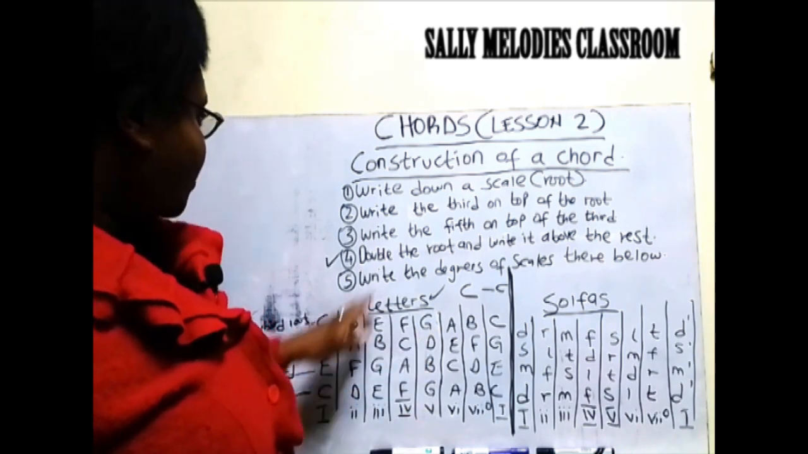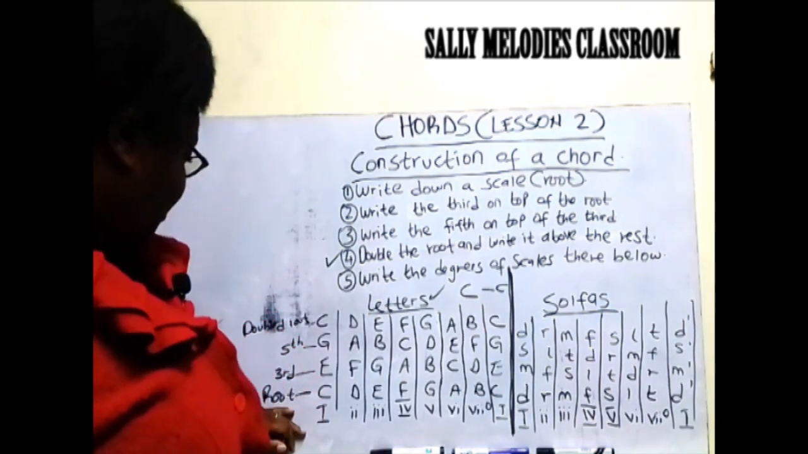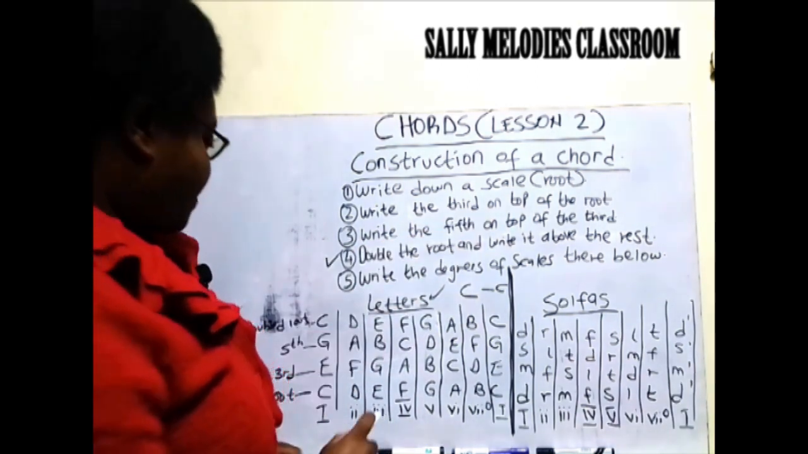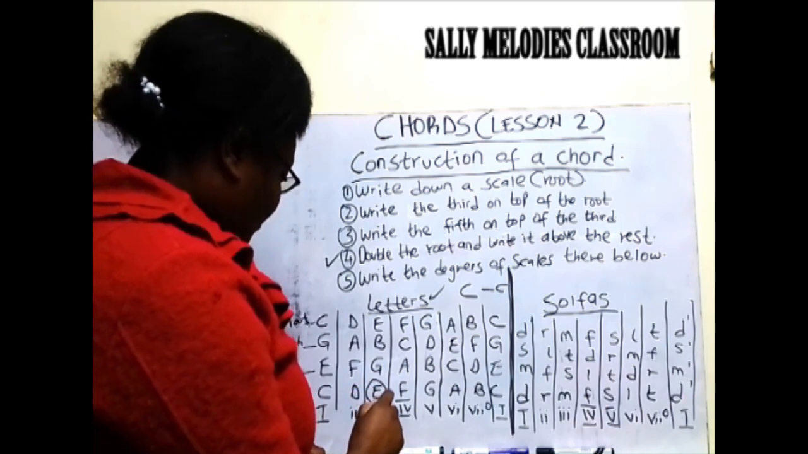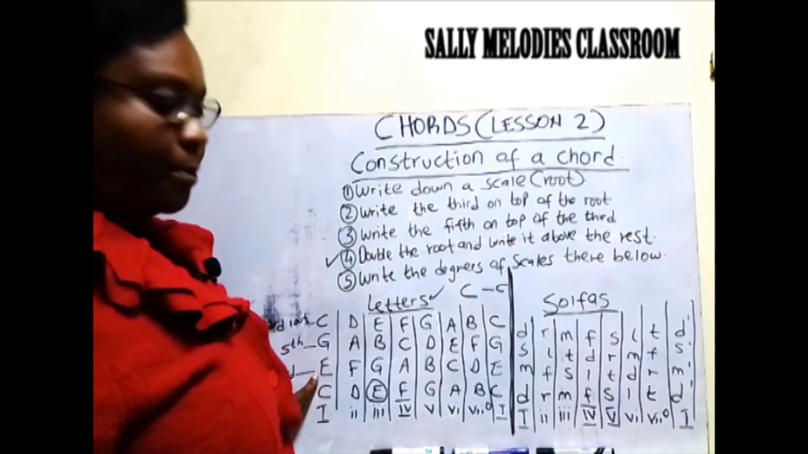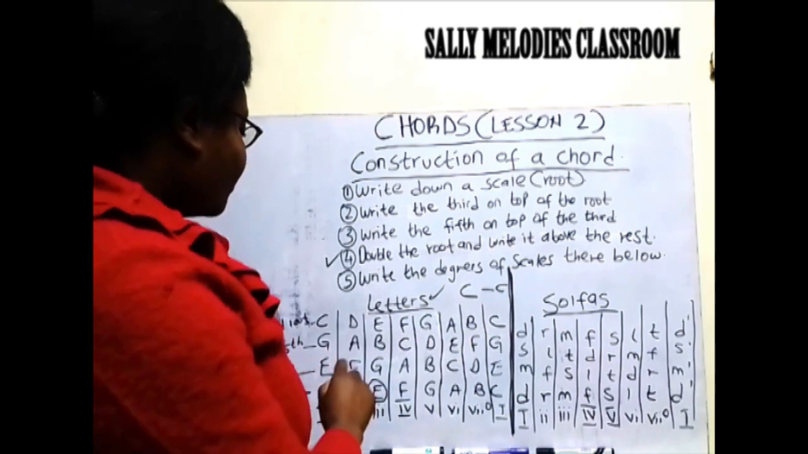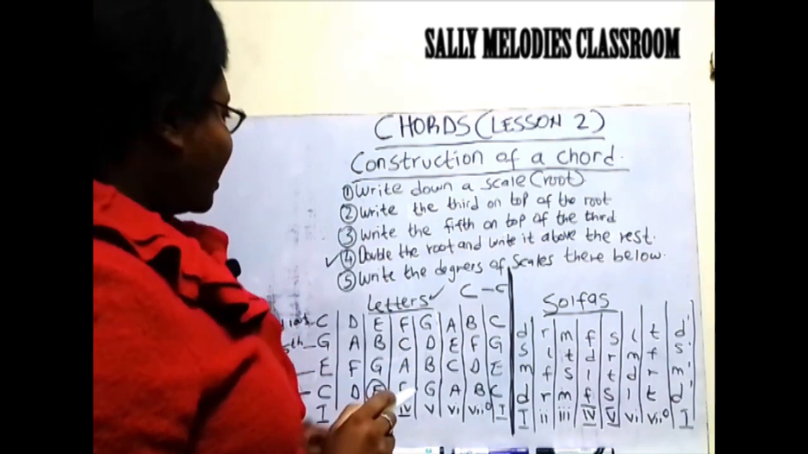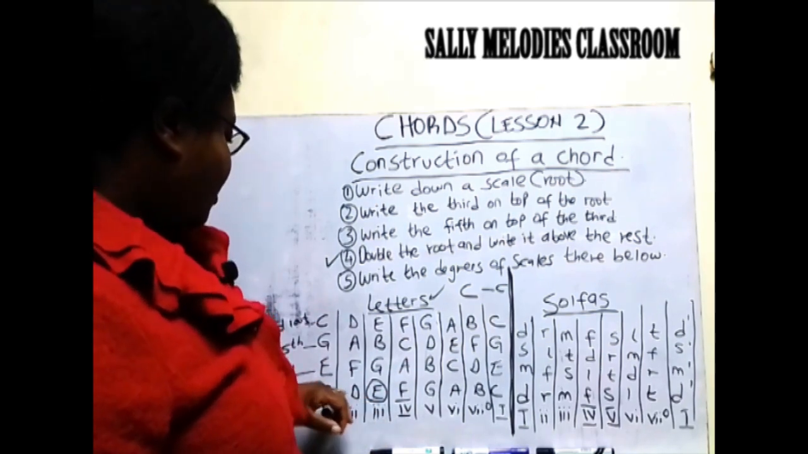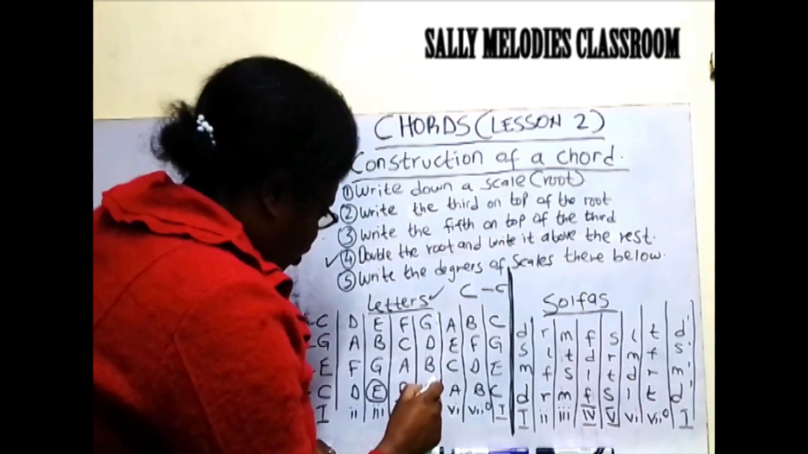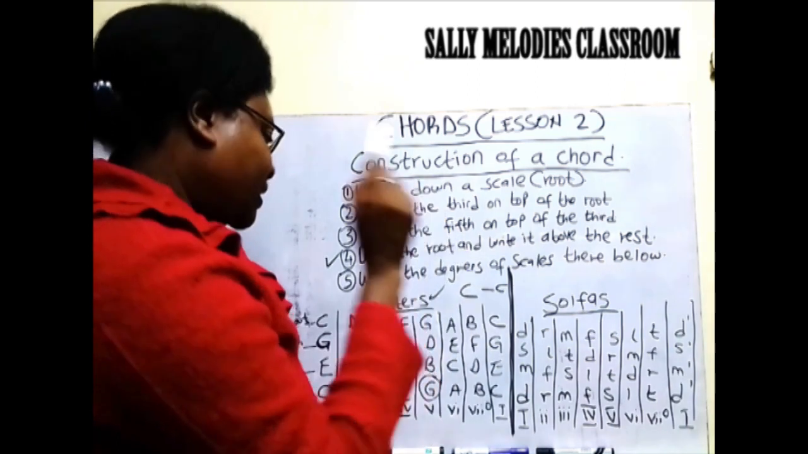After you write down the scale, which is your root here, you take the third. In this scale of C, your third is E. Come and write it here on top of C, and then you complete the scale from E to E. And then write the fifth on top of the third. Our fifth in this scale of C is G. You place it here on top, and then you complete that scale.